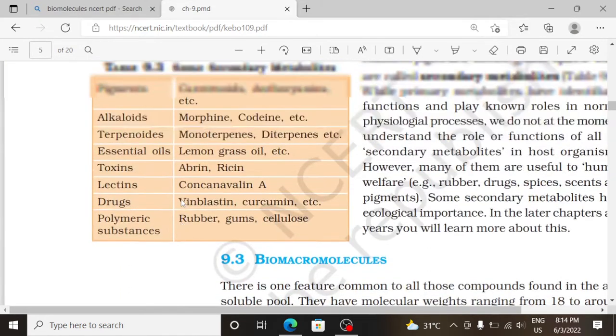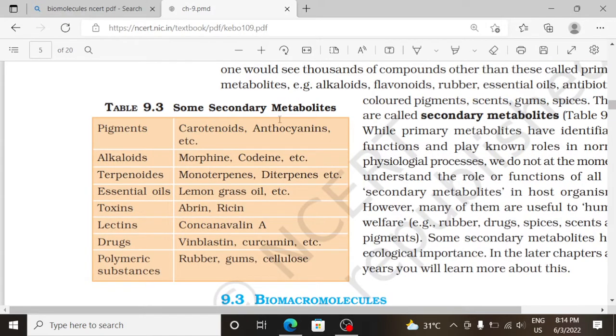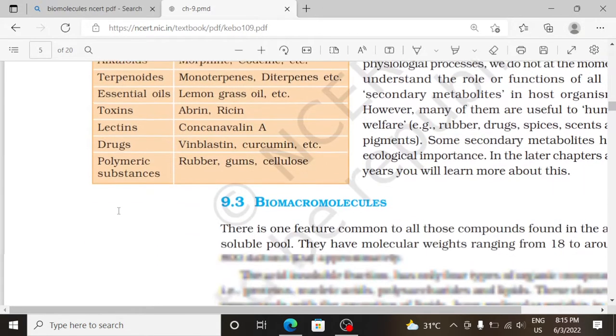Then is the table of some secondary metabolites. Pigments are carotenoids, anthocyanins. Alkaloids are morphine, codeine. Terpenoids are monoterpenes, diterpenes. Essential oils, lemongrass oil, etc. Toxins are abrine, ricin. Lectins are concanavalin A. Drugs are vinblastine, curcumin, etc. Polymeric substances are rubber, gums, cellulose.